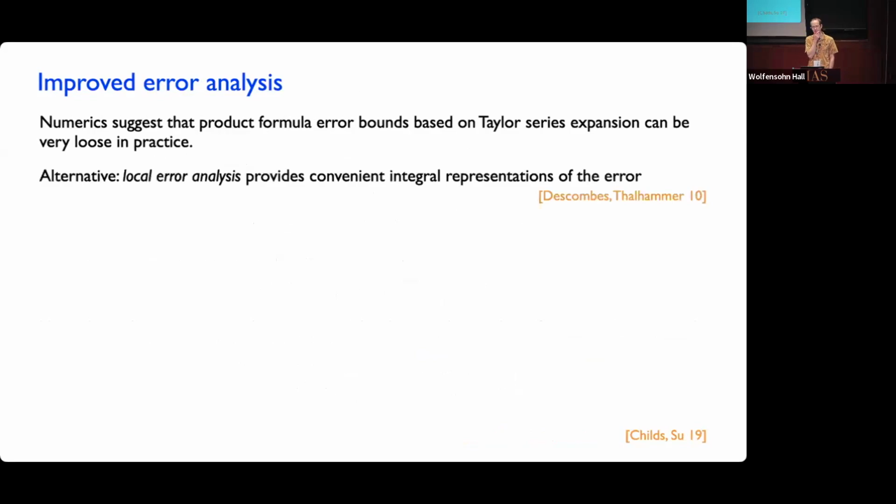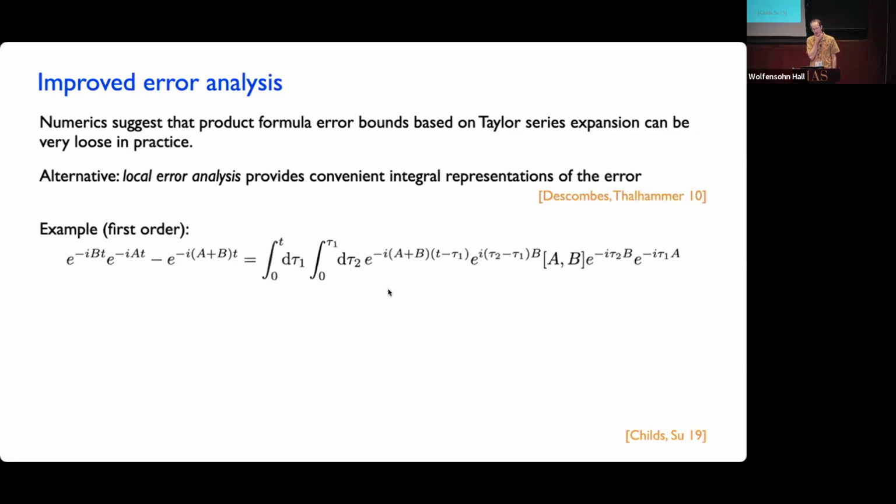The technical tool which led to these better bounds is what's sometimes called local error analysis. Basically, the idea is to give some kind of integral representation of the error. Let me show you the simplest such expression. This is a way of understanding what's going on when you have two terms in your Hamiltonian and you're looking at the first order approximation. So this is the exact evolution, and this is the first order approximation for some time t. This will be a good approximation if t is small.